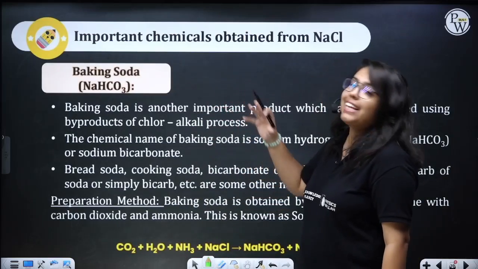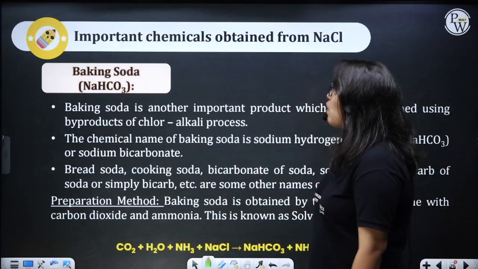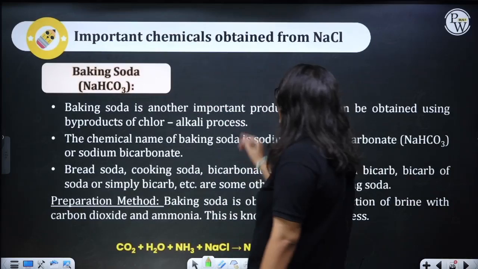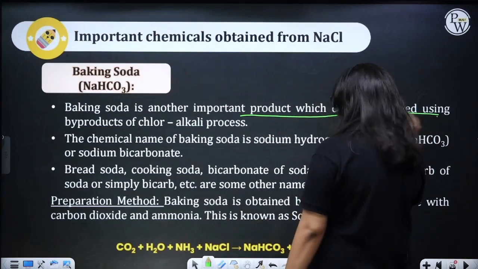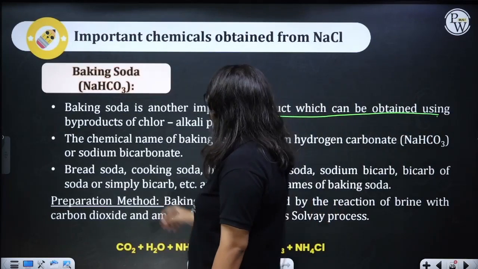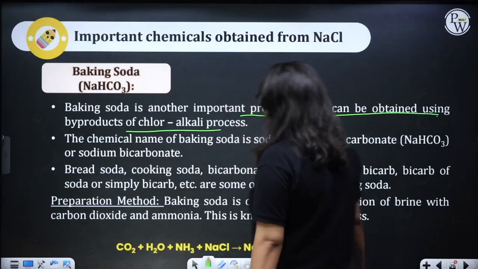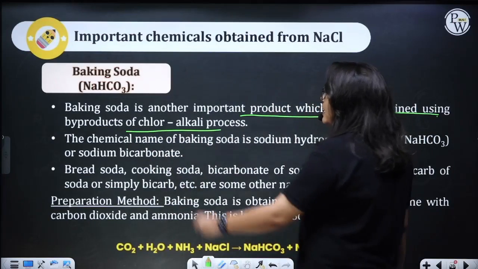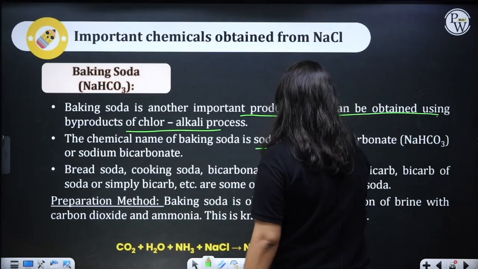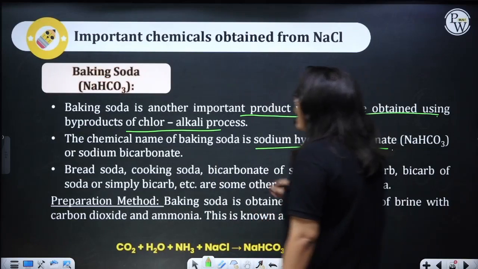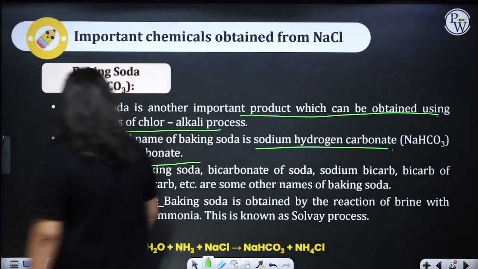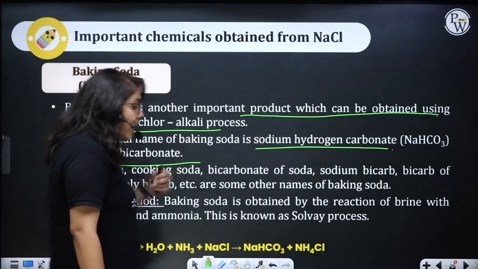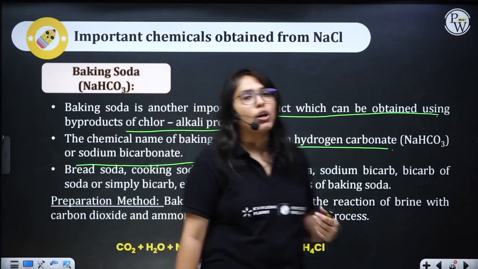Talking about baking soda. Why is it called baking soda? Baking soda is another important product which can be obtained by the byproducts of the chloralkali process. The chemical name of baking soda is sodium hydrogen carbonate. It is also known as sodium bicarbonate.